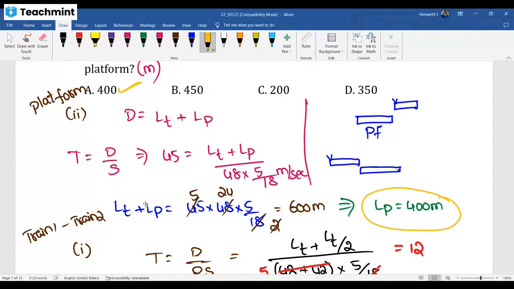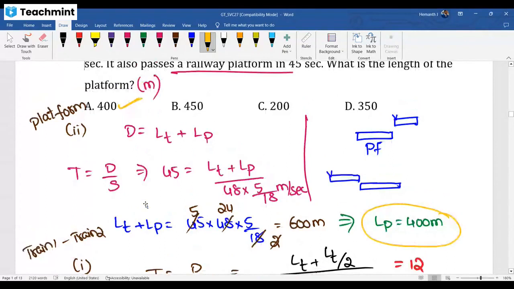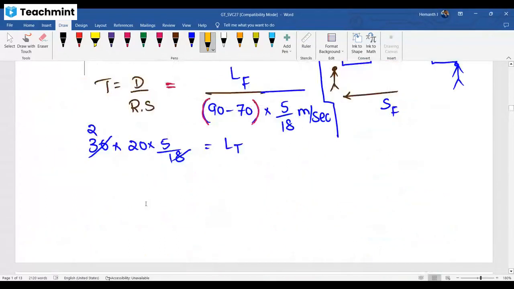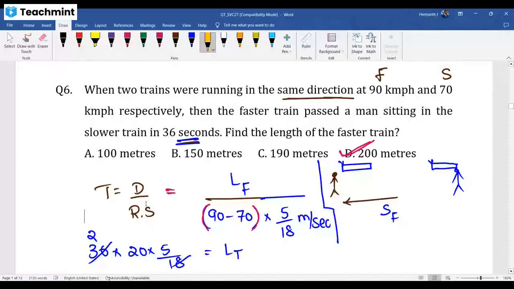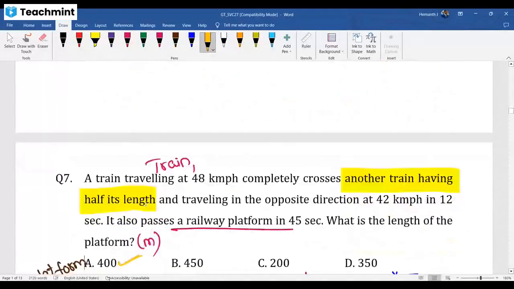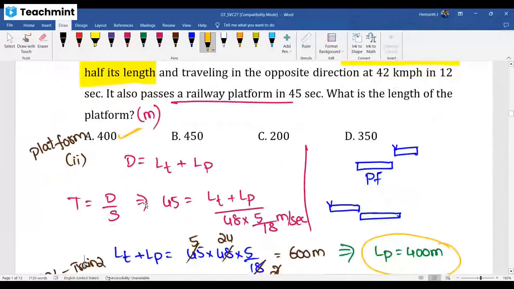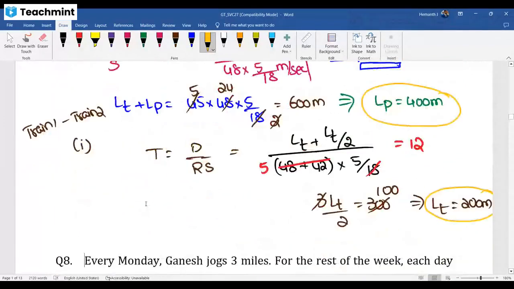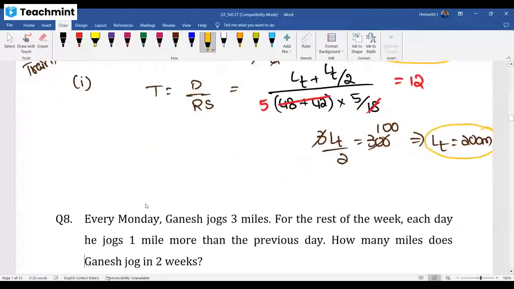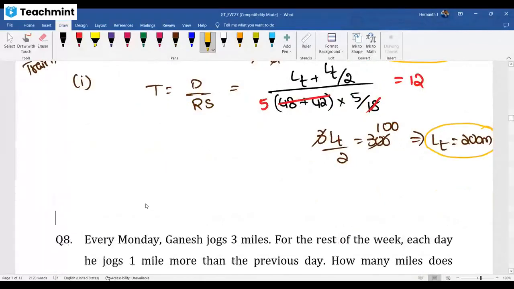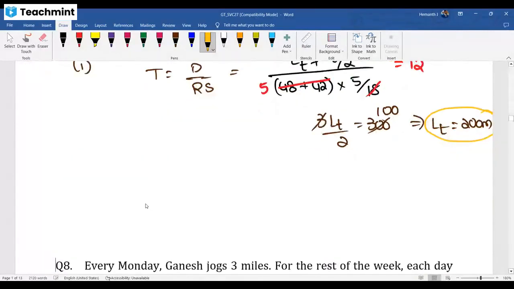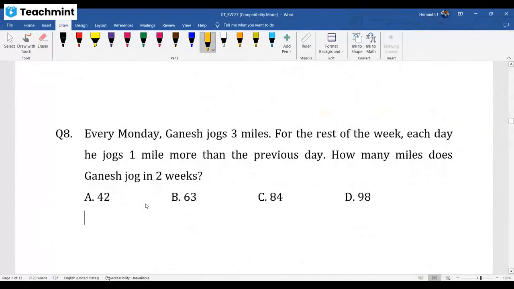Okay, one series. I hope you understand the previous question, same direction. Here also we have an excellent update: a faster train crossing a man sitting in a slower train. And here, a train is crossing a platform, a train is crossing another train. Now let's see the other question. At any point of time, if you have doubts, please let us know, we'll discuss that. Let's see this next question.